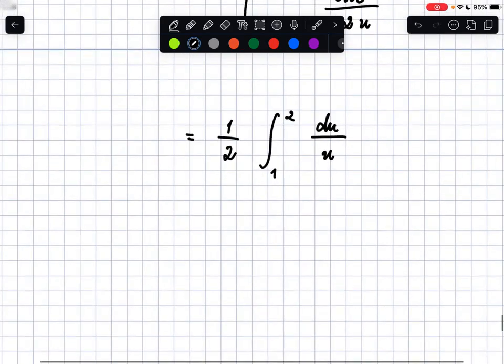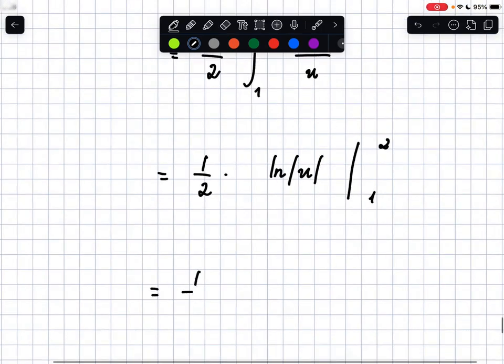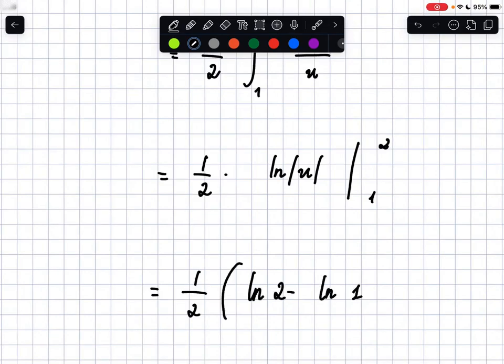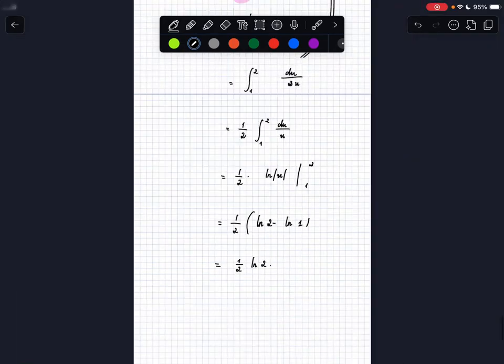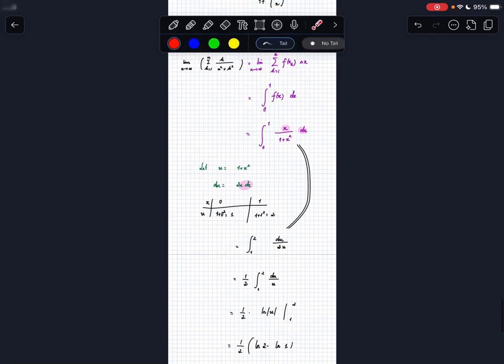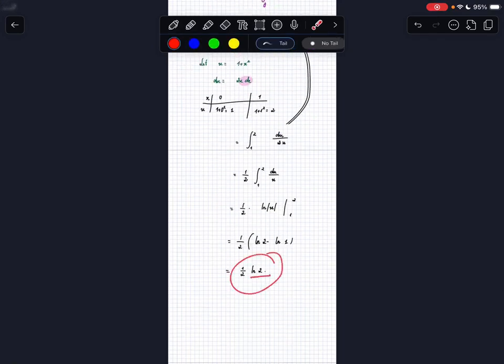So this is 1 over 2 times the natural log of the absolute value of u from 1 to 2. That is 1 over 2 times (ln 2 minus ln 1). ln 1 is 0, so we get 1 over 2 natural log of 2. And that is the answer for the limit of this summation: natural log of 2 divided by 2.